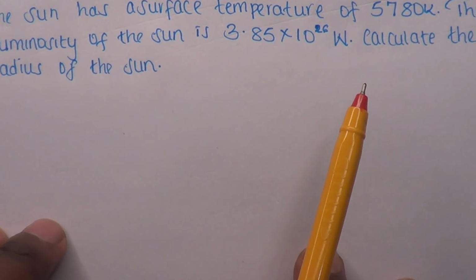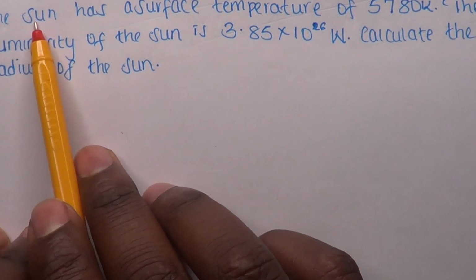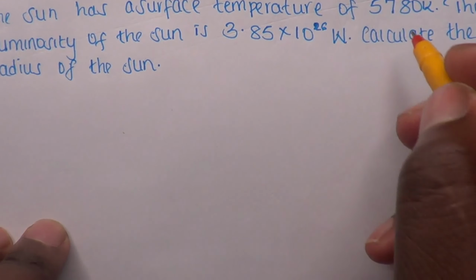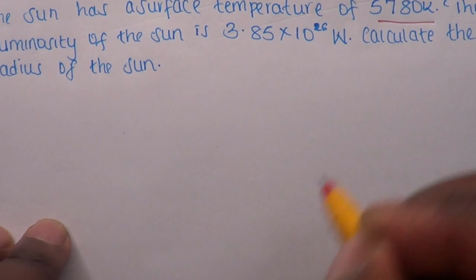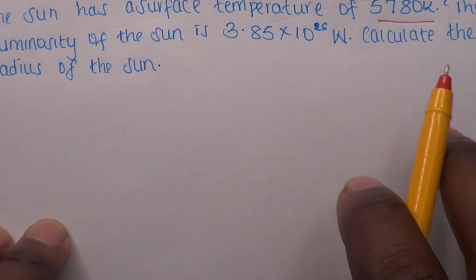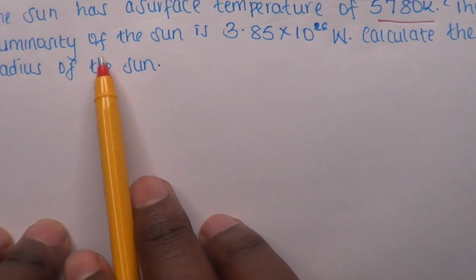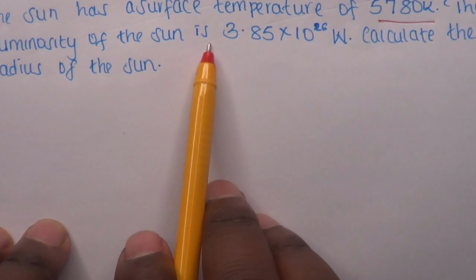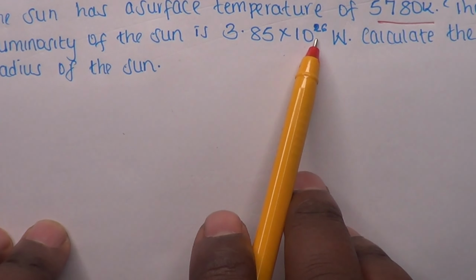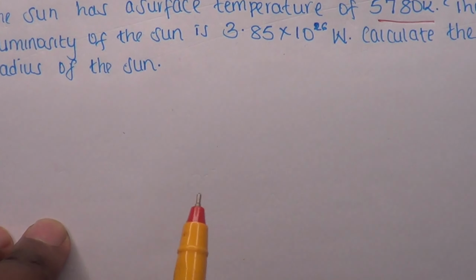In this question here, we are being told that the sun has a surface temperature of 5780 Kelvin. The luminosity of the sun is 3.85 times 10 raised to the power 26 watts. Calculate the radius of the sun.